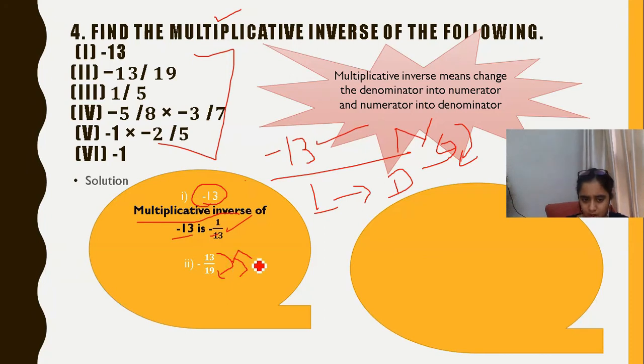So our answer will be minus 19 upon 13. I have just shifted these values with each other. So I think it's very easy to find out the multiplicative inverse of any numbers.